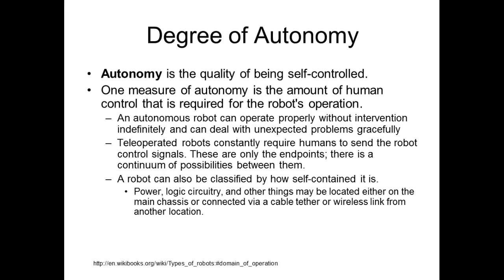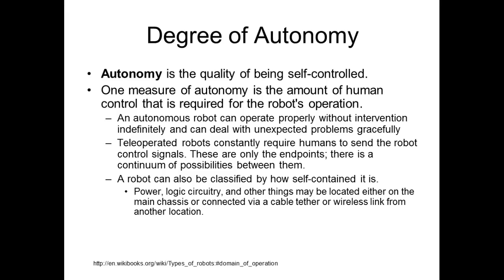So autonomous means it can operate properly without intervention indefinitely. It can deal with unexpected problems, if it's programmed right. If the programmer didn't expect it, it's just like when they write new software for computers. You have the engineers that write it. Then they put it out on what we call beta test, and they give this out to people and let them use it. But these are people that are still well versed in computers. So they understand that. Then they put that thing out commercially. And that's when the problems pop up.